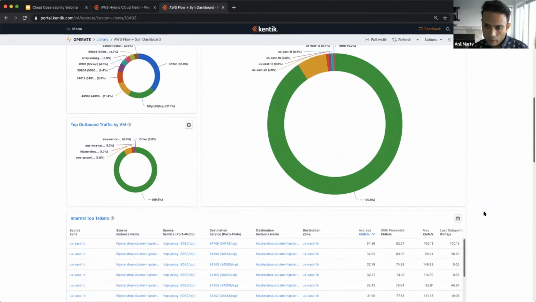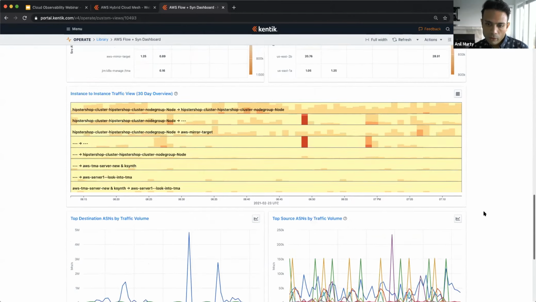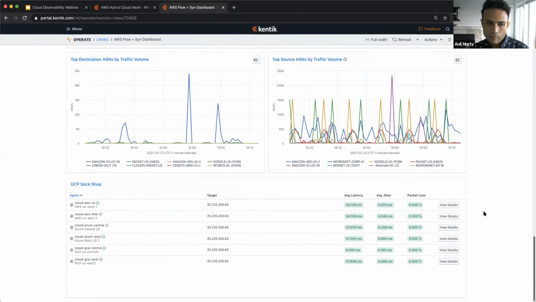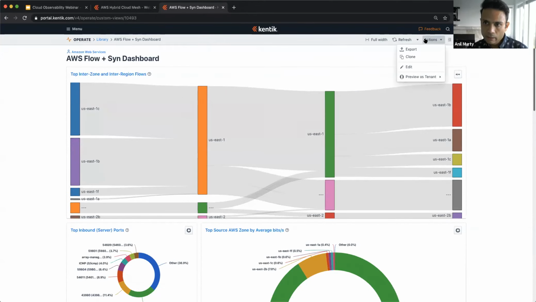This is all real flow data. It's not synthetic test data. What I can do now is add the synthetic test mesh that I just created into the same context, so that I can look at not just the real traffic, but also the synthetic test right alongside it. To do that, I'm going to edit this dashboard.